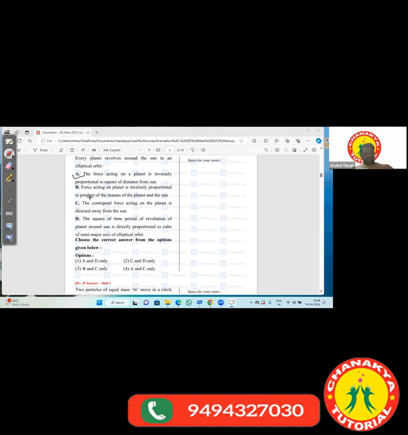Option B, if you look, option B is false. It is directly proportional, not inversely. The centripetal force acting on the planet is directed away. It's false. Centripetal force is always directed towards the center. It is directed towards the sun. Then option D is true. The square of the time period of revolution, option D is true. So A and D only. That is option A.